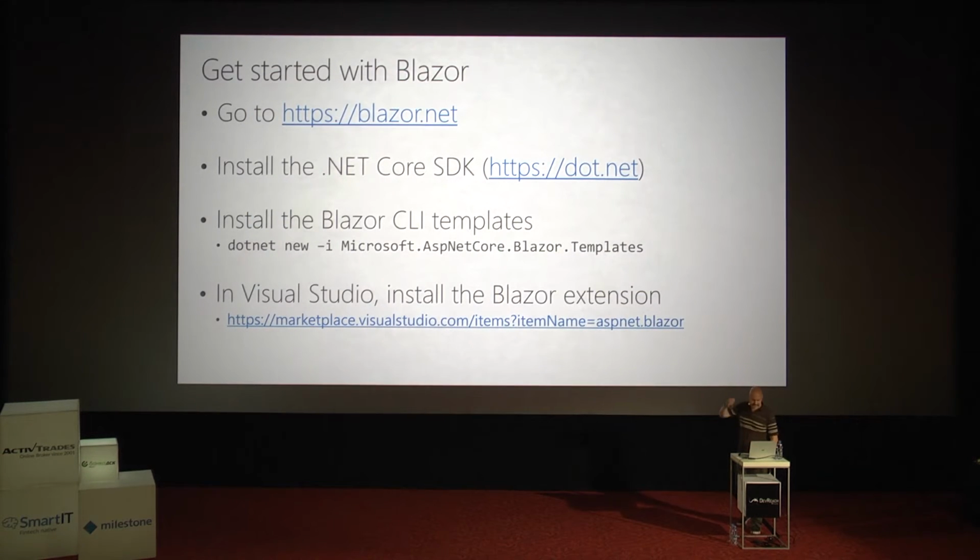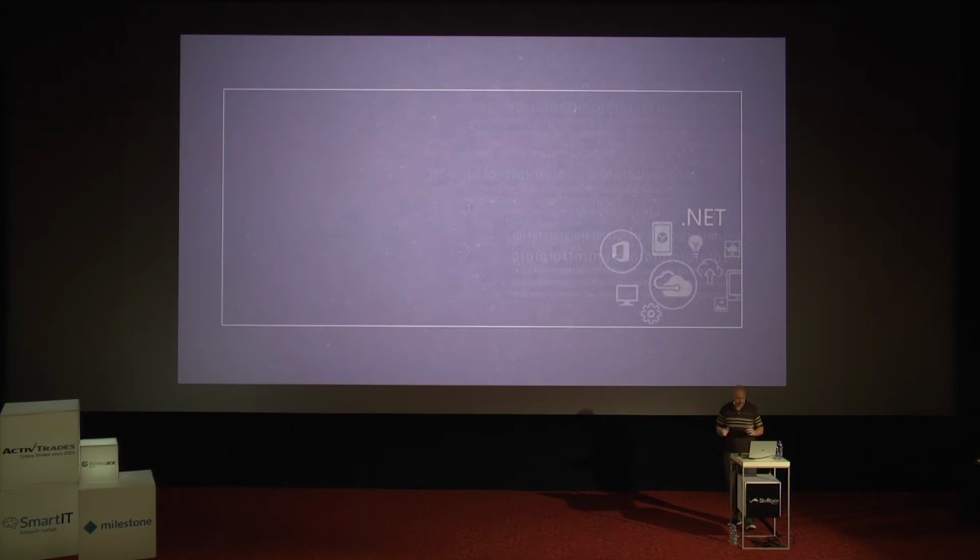Again, this is where to get it. Steps 1, 2, 3. Hopefully you already have the .NET Core SDK installed. You can install the CLI templates if you want. You can do basically either of these top two. Even if you do the Visual Studio one, I recommend you install the Blazor CLI templates because there are a few additional ones that won't show up in Visual Studio, so by doing the command line, you'll get a little bit extra.